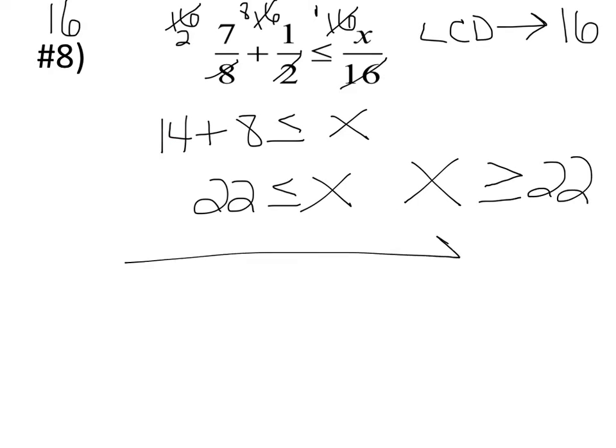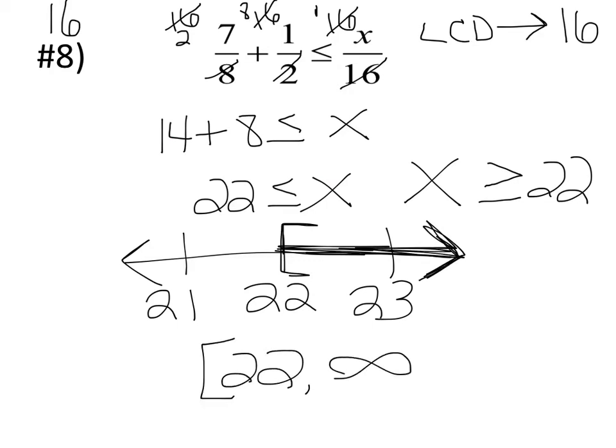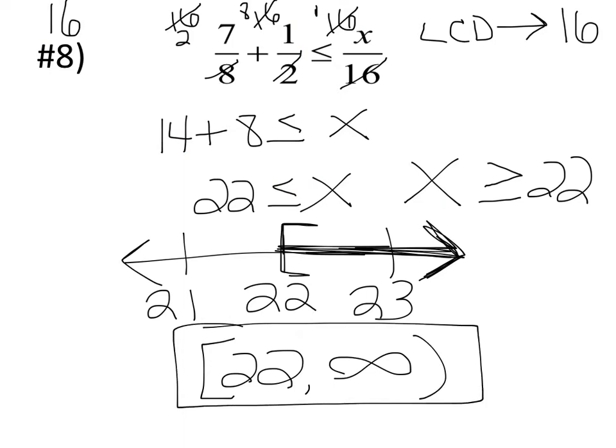So then I go to graph it, put 22 in the middle. Okay, now that my variable's first, I can shade the way the arrow points, which is this way. Shade this way. So you've got bracket 22 to infinity, and that's your answer.